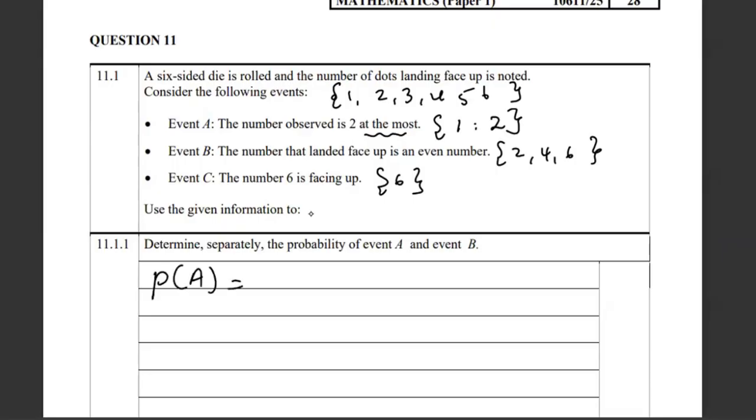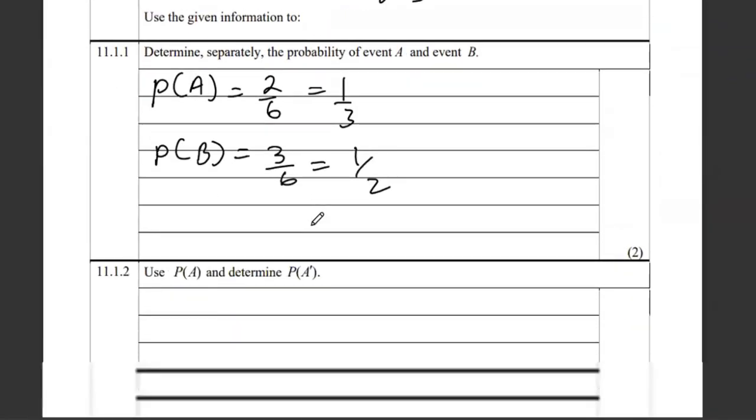So A is having 2 events. So it's 2 over 6, which is 1 over 3. Probability of B, we have only 3 events. So 3 over 6, which is 1 over 2. That's how we answer that.